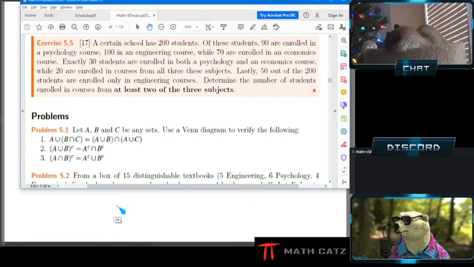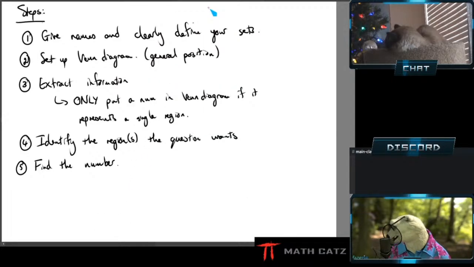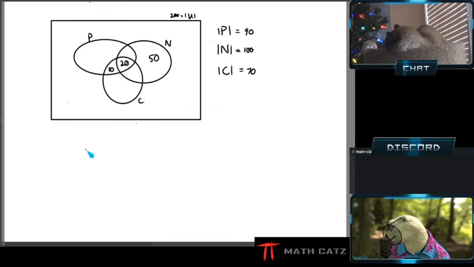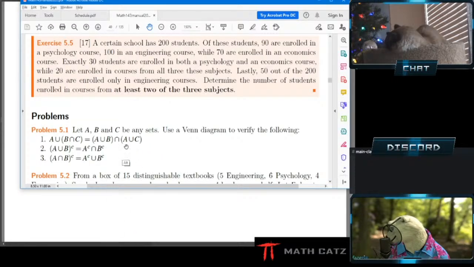That's okay. Now, the steps say I did number 3. I extracted as much as I can into the Venn diagram. Find the region that the question wants. Make it pink. Region or regions, I don't know yet, that we want. Pink. Color is so nice.